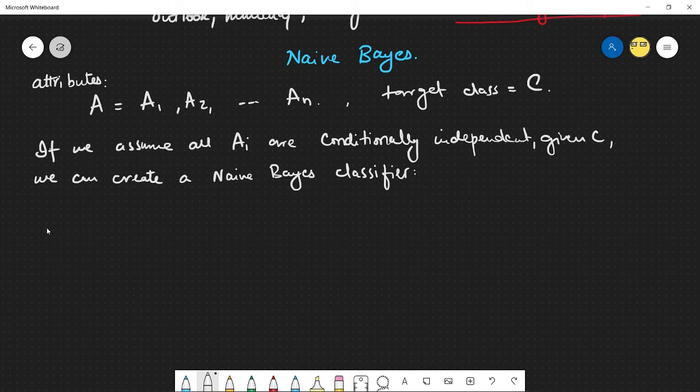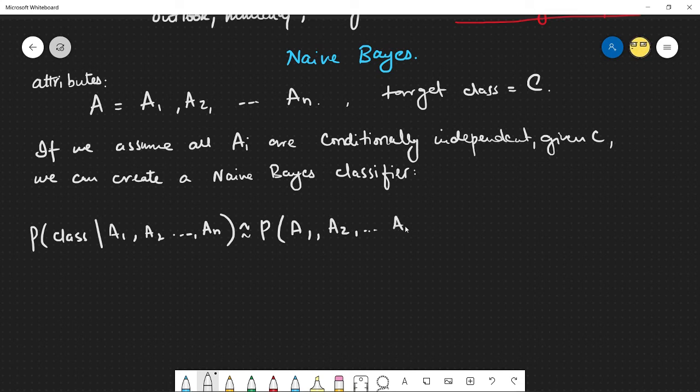And again, the idea is that the probability of some class given all of these, A1, A2, all the way to AN, is more or less equal to the probability of A1, A2, all the way to AN given my class. That's the likelihood times the probability of my class. That's the prior. And if we're assuming that all of these are conditionally independent, then we don't need a joint probability here.